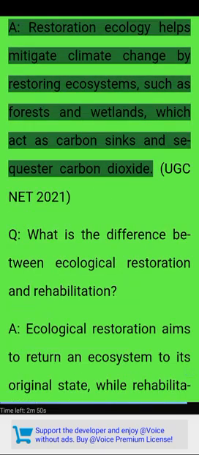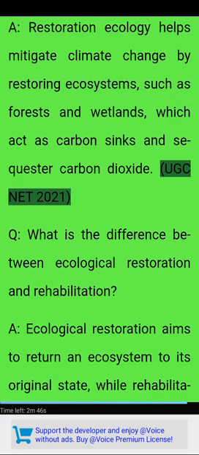Restoration ecology helps mitigate climate change by restoring ecosystems, such as forests and wetlands, which act as carbon sinks and sequester carbon dioxide. UGC/NET 2021.